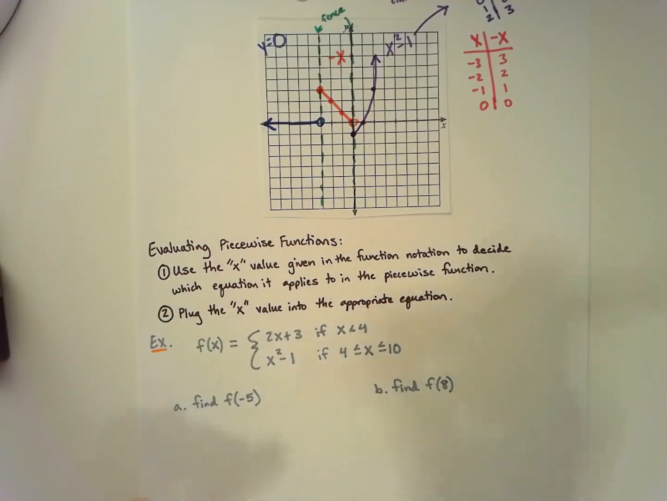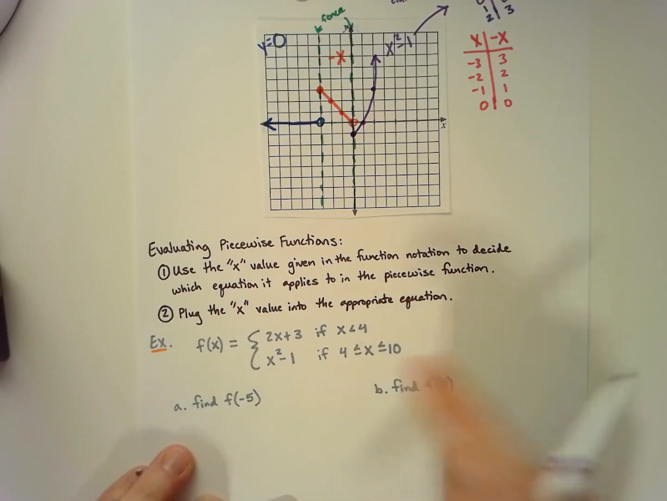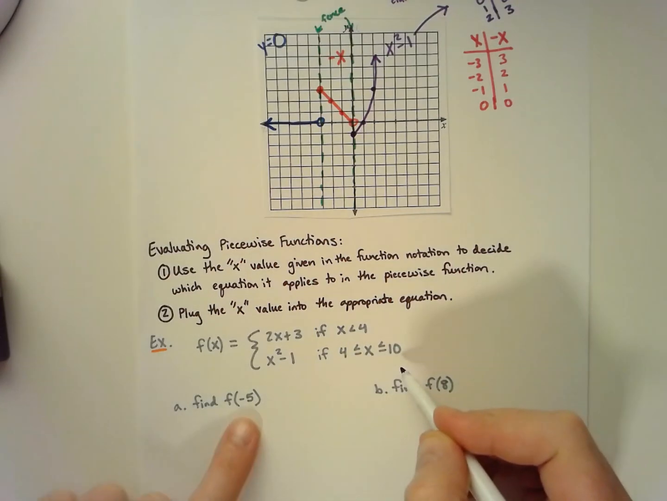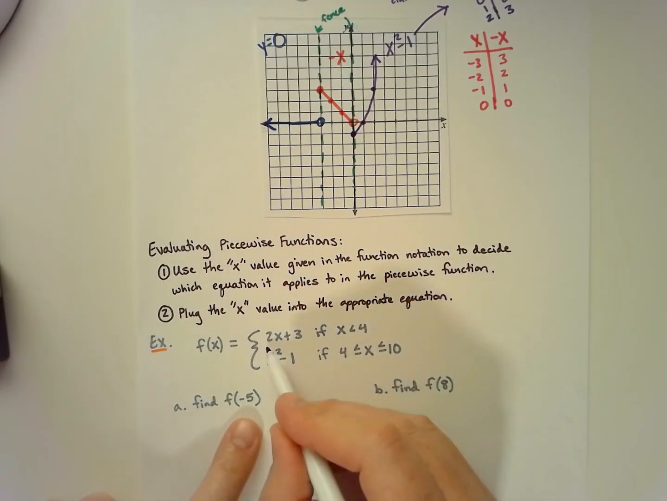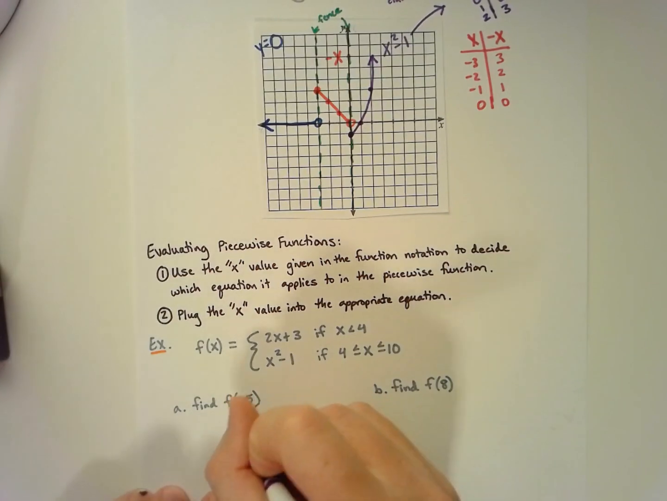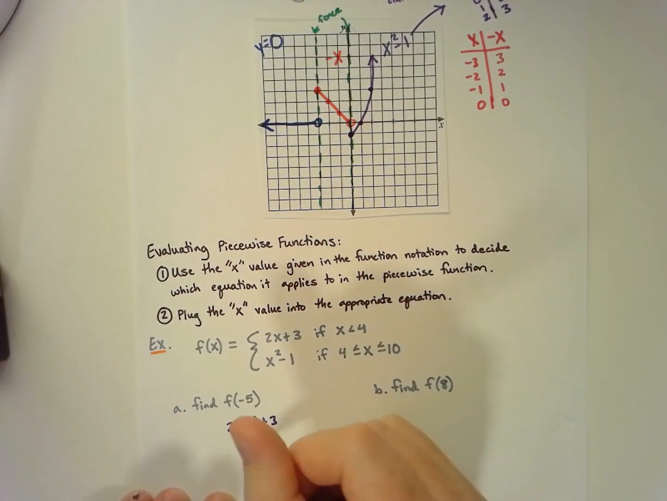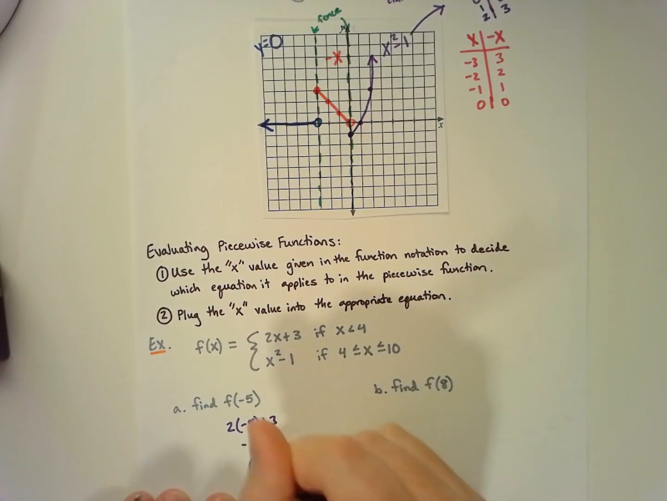So for this first example, they ask for f of negative 5. So you have to find where would that fall in these two options here. Is it less than 4 or is it between 4 and 10? So negative 5 would certainly be less than 4. So then we plug it into that part of the equation. So 2 times negative 5 plus 3 would be appropriate. And then we get negative 10 plus 3, which is just negative 7.